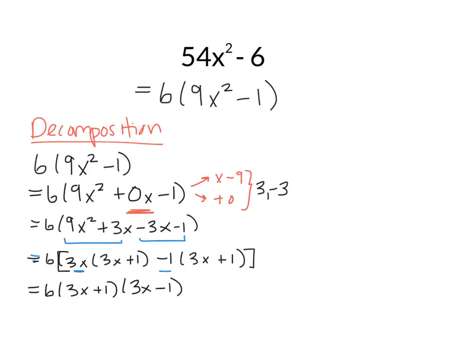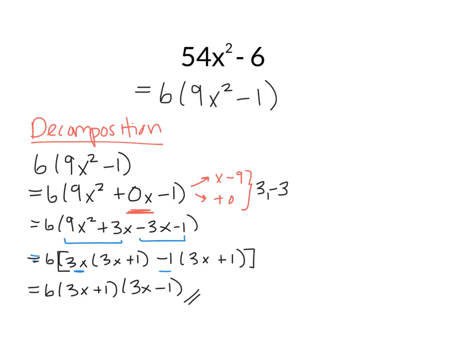3x minus 1. Okay, so we're done. So we can factor this by decomposition, but there's a way to get this done in 2 lines, not 2, 3, 4, 5 lines. So we can see this pattern here.